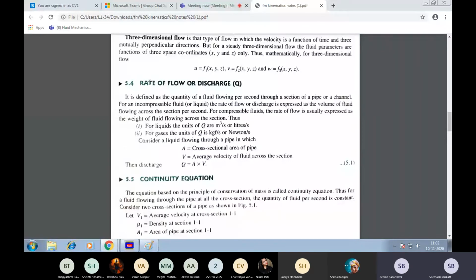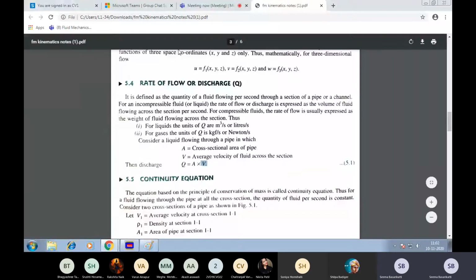And later, the rate of flow or discharge, which is indicated with the symbol Q, is identified. So the discharge of a pipe is identified by taking the product of A into V, where A is the cross-sectional area of the pipe, and V is the velocity of the fluid which is flowing inside the pipe.